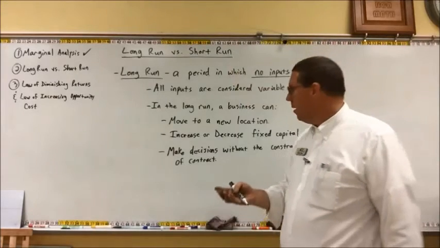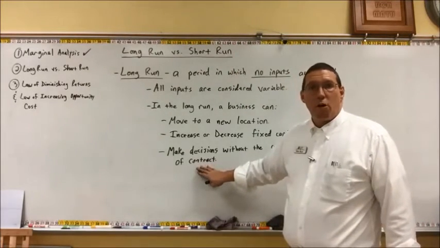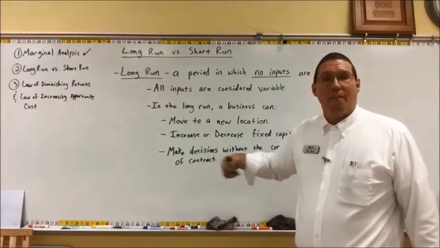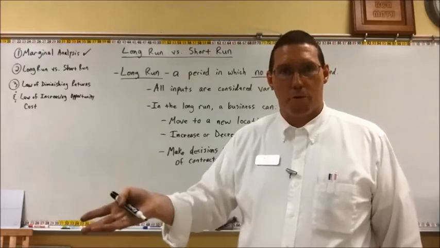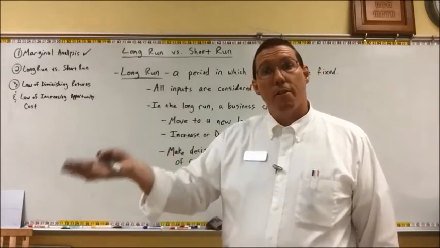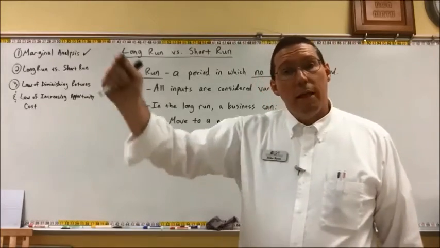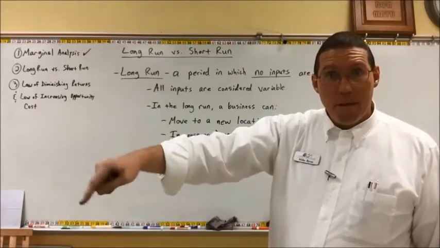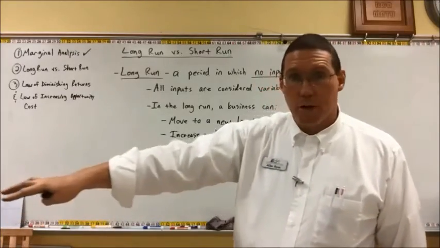So let's say a business has employees that are union workers, and they have a contract with the union that they're going to pay the employees a certain amount of money, give them certain benefits or whatever. But let's say that the contract is up in, let's say, a year and a half. Well, in a year and a half, that business is going back into the long run. They cannot renew the contract.